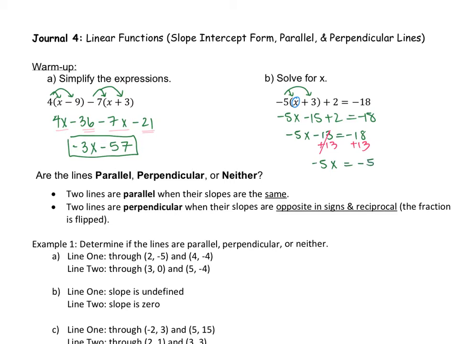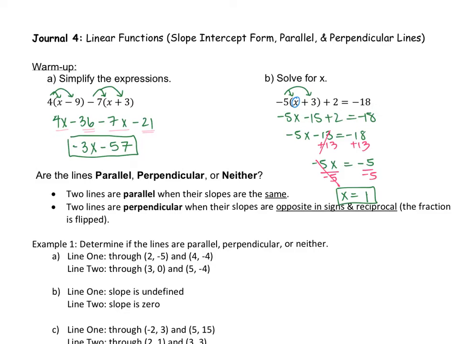And so from here, to get rid of this -5, I have to divide by -5. So that cancels. Now if I divide -5 by -5, it becomes a +1. And there we go. We have our answer. X had to have been 1 in order for this equation to be true.